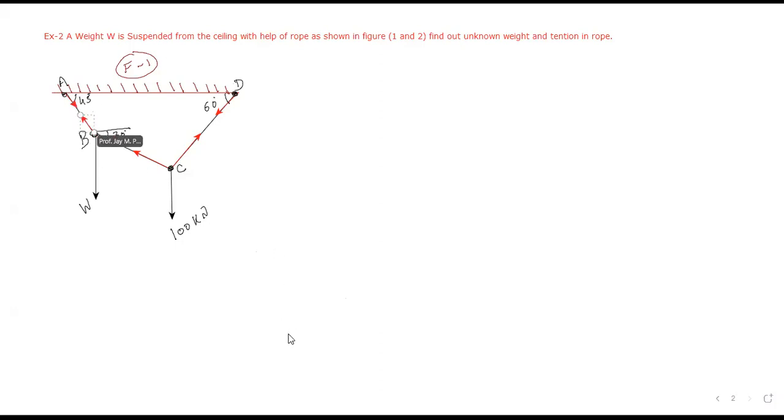Is it clear? Please confirm. All forces are going away from the joint. Yes, sir. That's the reason the data asks us to calculate the tension in the rope. Is it clear or not? Why are we asking for the tension in the rope?